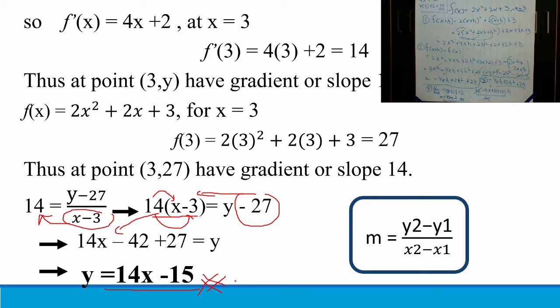This is the answer. How you want to find the equation of the tangent line. This is the equation for the tangent line.